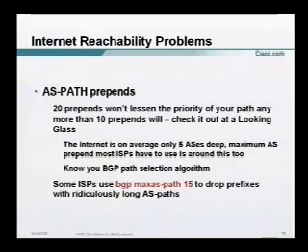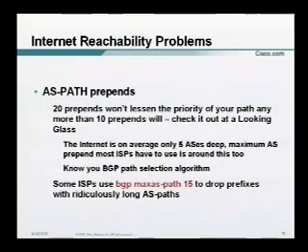AS path prepends. 20 prepends won't lessen the priority of your path any more than 10 prepends will. But there are lots of people out there who seem to think doing a 20, 30, 40, 50 time prepend means that it definitely won't be used. Well, I have news. If it's the only path in the routing table, it's going to be used no matter how long the AS path is.